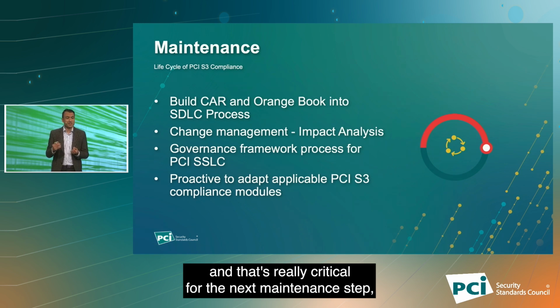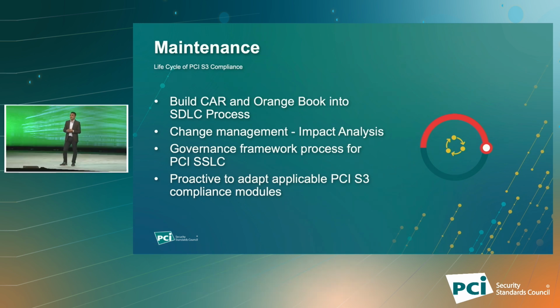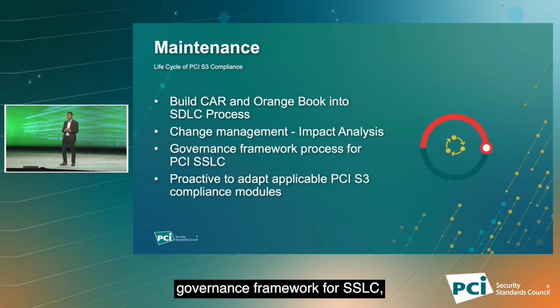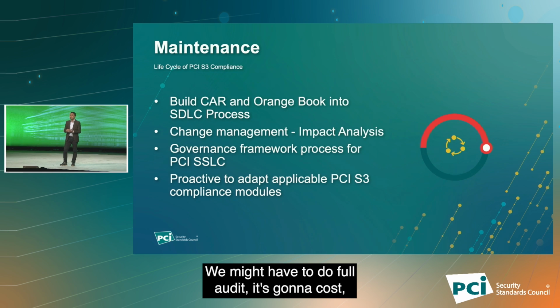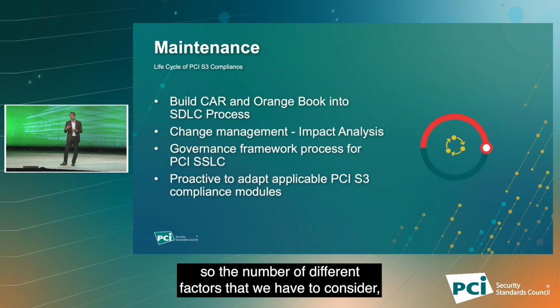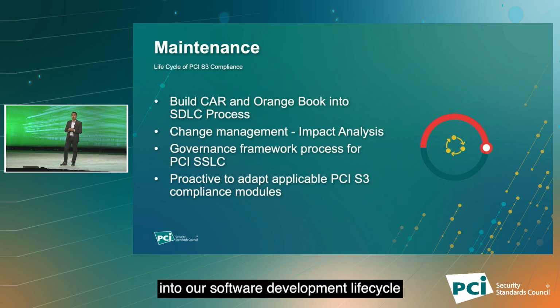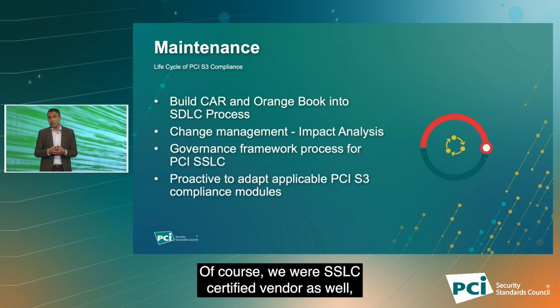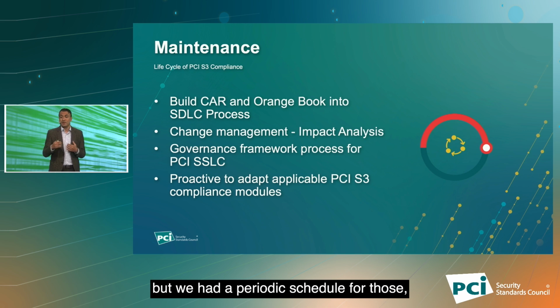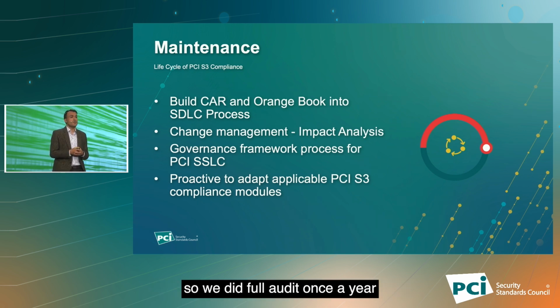And that's really critical for the next maintenance step, which is to have a governance process, a governance framework for SSLC. As there are do's and don'ts for delta changes, we might have to do a full audit, and it's going to cost. So there are a number of different factors that we have to consider and then have this traceability built into our software development lifecycle in order to have an appropriate target, an appropriate roadmap to get the full audit done. Of course, we were an SSLC certified vendor as well, so we could do our delta changes, but we had a periodic schedule for those. So we did a full audit once a year and delta changes every quarter.